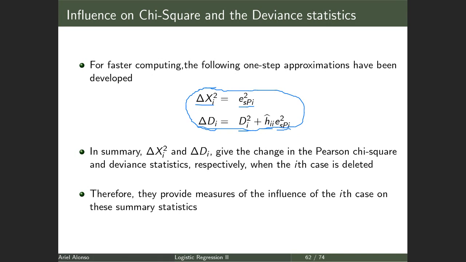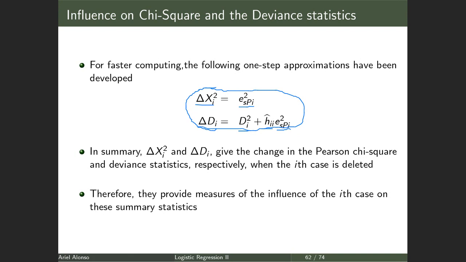But again, keep in mind that if you don't have repeated measurements, this Pearson chi-square test and this deviance test are no longer chi-square distributed. So this delta chi-square and delta deviance is difficult to interpret, because you cannot put a cutoff to say that if the delta chi-square is larger than this, then this is an influential observation. You cannot do that if you don't have repeated measurements.